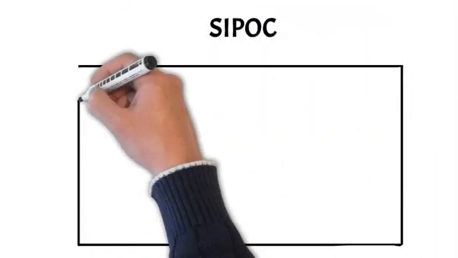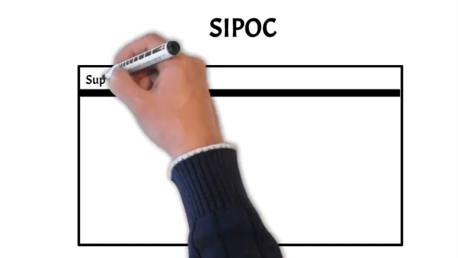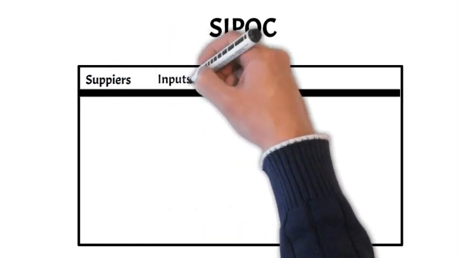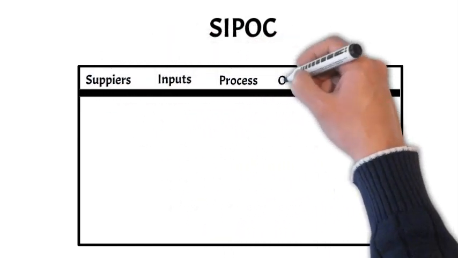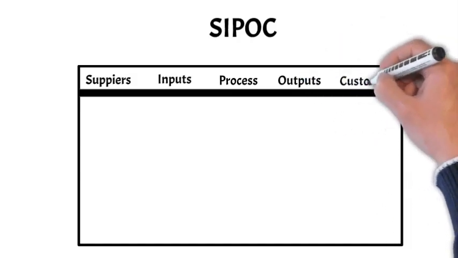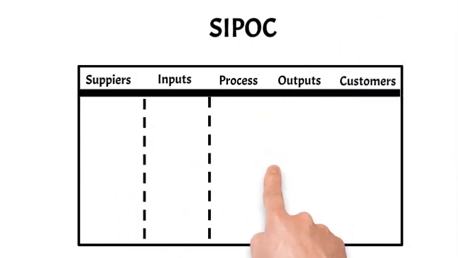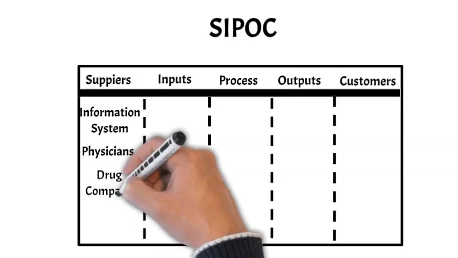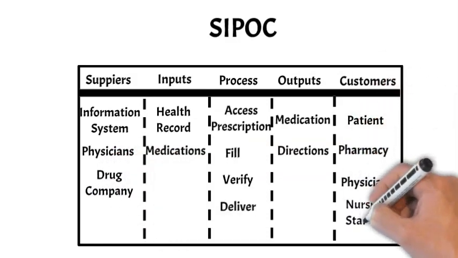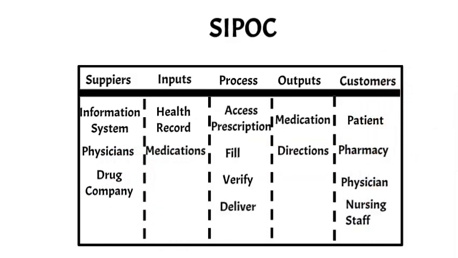Lean professionals often begin a process improvement project by identifying all relevant suppliers, inputs, processes, outputs, and customers. They are summarized in a SIPOC diagram, an acronym for suppliers, inputs, process, outputs, and customers. Here is an example of a SIPOC diagram for a hospital pharmacy.